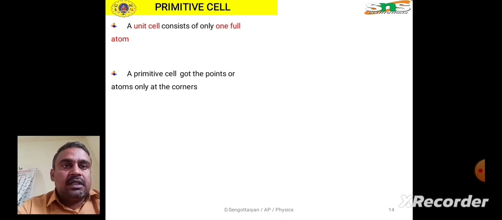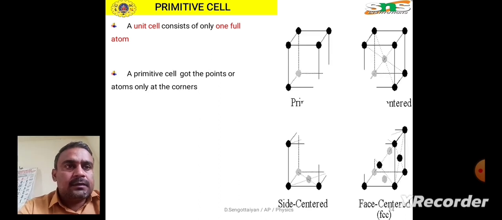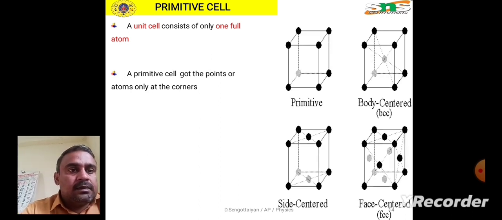So a primitive cell is a unit cell that consists of only one lattice point, that is only one full atom. There are 3 different types of crystal structure. The first one is primitive, with lattice points at the corners only, then body centered, with lattice points at the corners and a body centered atom, then face centered cubic.